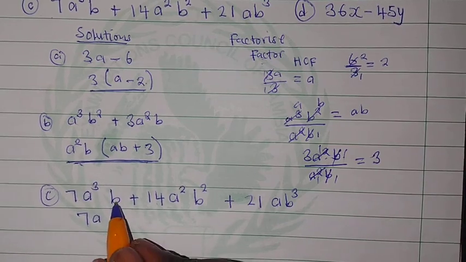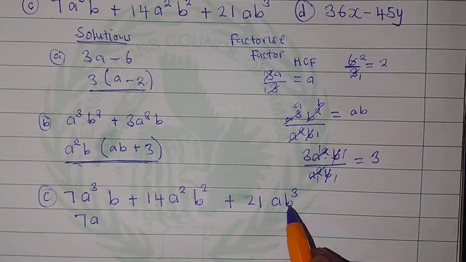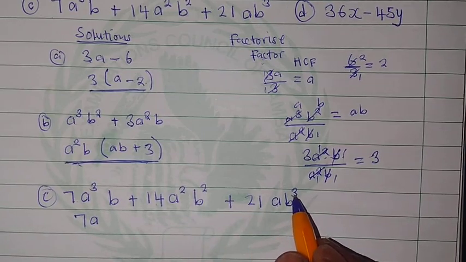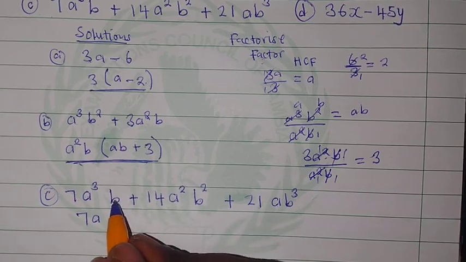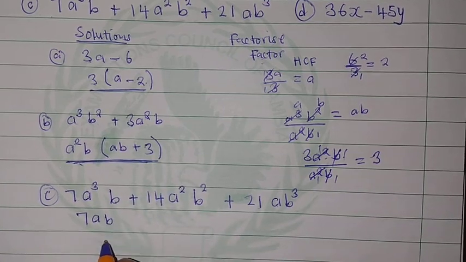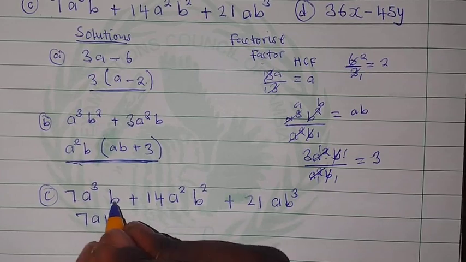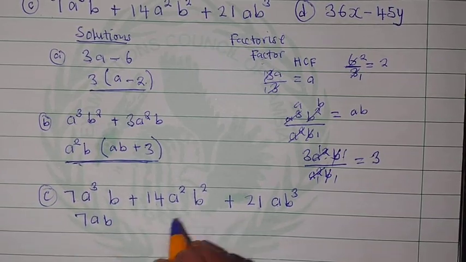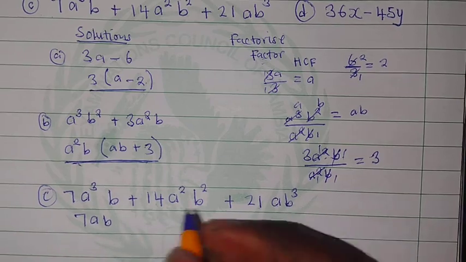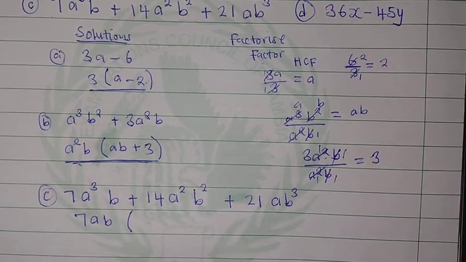Then look at b. We have b here, b power 2, then b power 3. So we pick the one with the lowest power, which is what? A b right here. So we factor out a b, because this b can go into this b. It can also go into b power 2. It can also go into b power 3. Then after doing that, you open the bracket here.